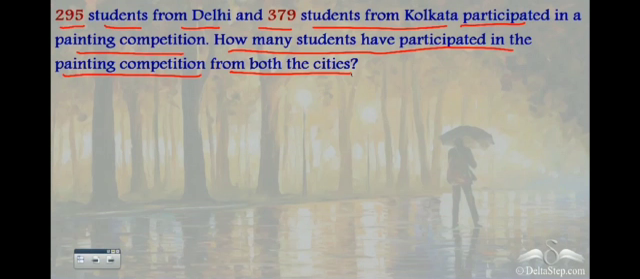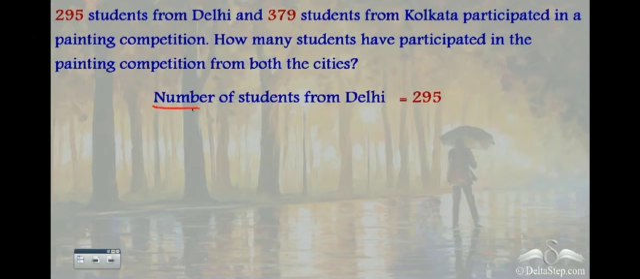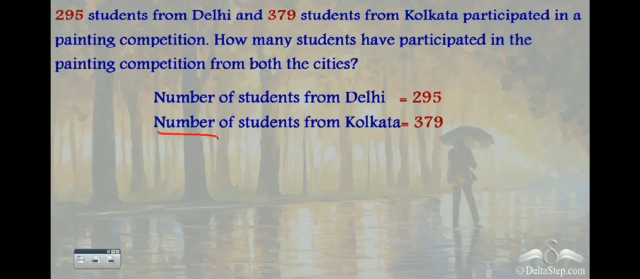And what is the first step? The first step is that we need to write what is given to us. What is given? The number of students from Delhi is 295, because 295 students from Delhi. What is given next? 379 students from Kolkata. So the number of students from Kolkata is equal to 379. This is what is given.